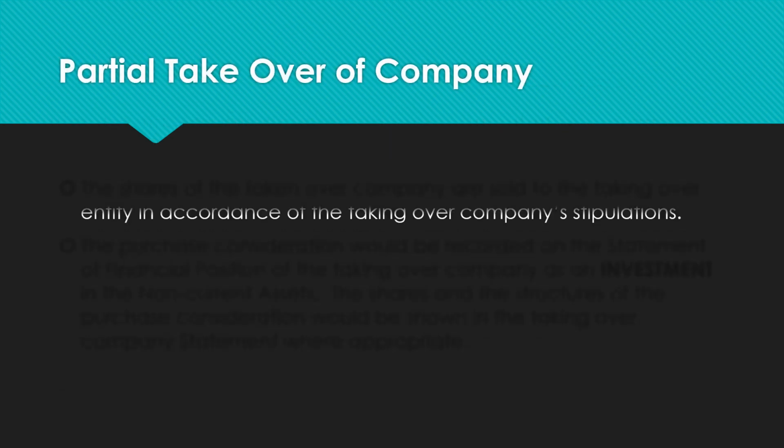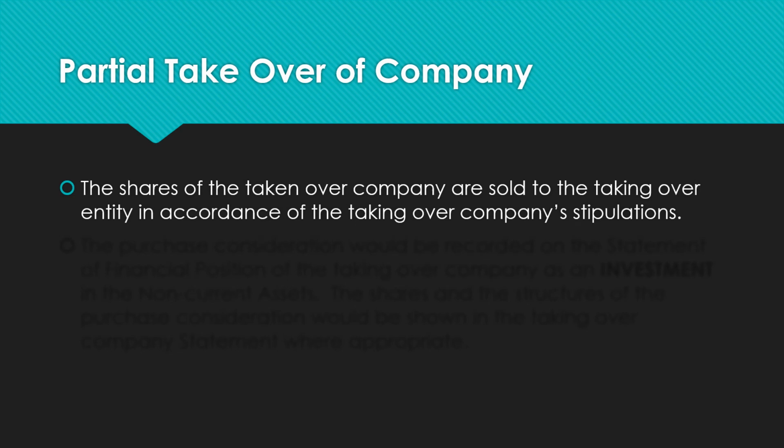Again, in the partial takeover, the shares of the taken over company are sold to the taking over entity in accordance with the taking over company's stipulation. This sounds a bit confusing, but basically what they're trying to say here is that the shares of company A will be taken over by company B, if that is what is happening, at company B's stipulations, how they have stipulated it. That is how it will be done.